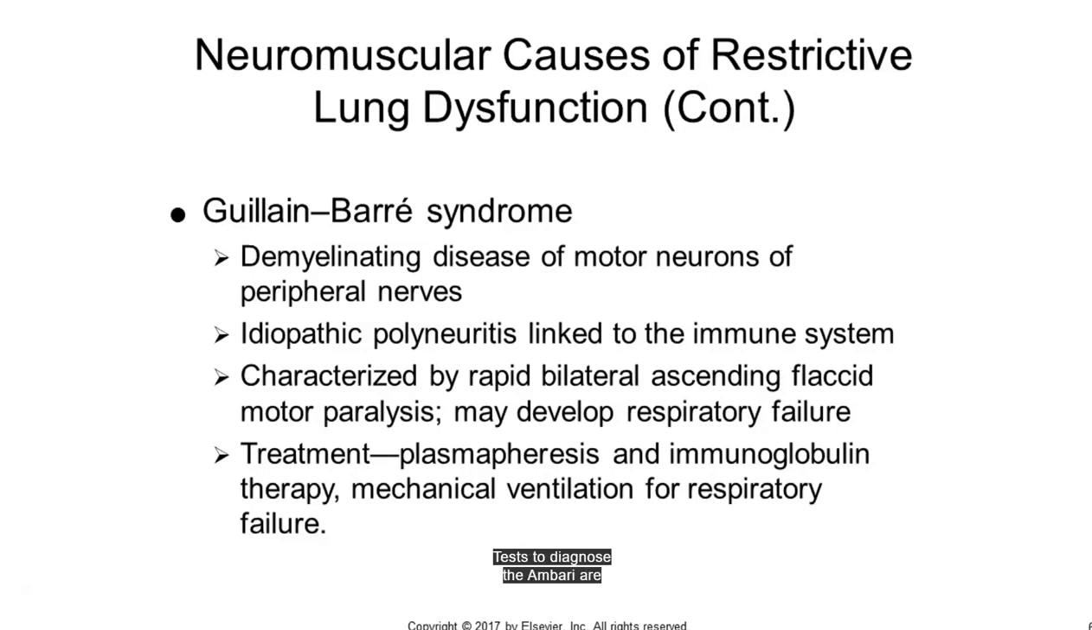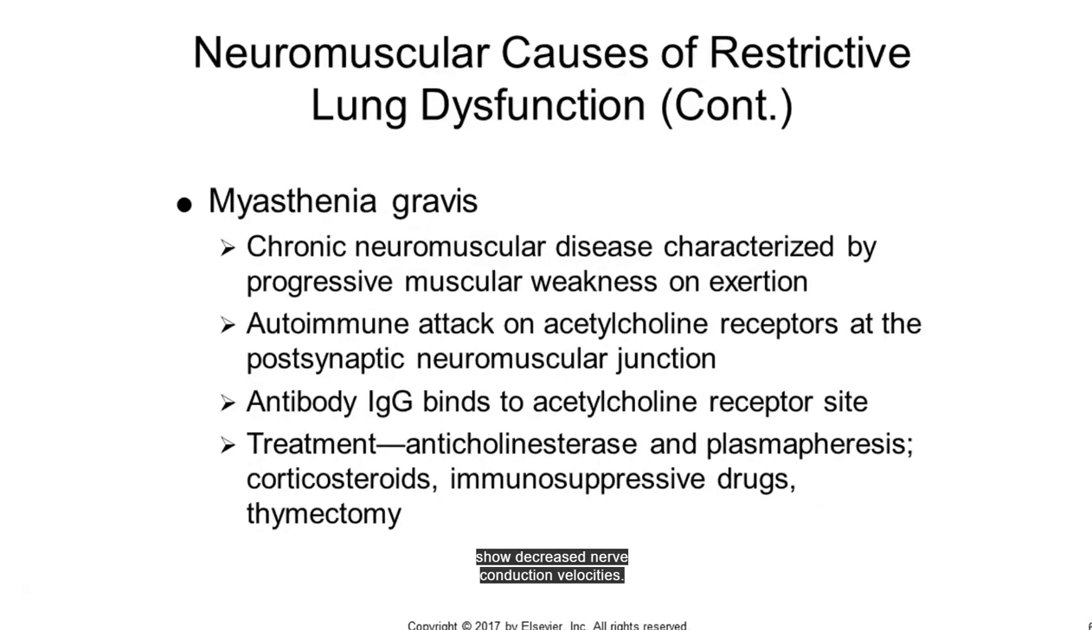Tests to diagnose Guillain-Barré are cerebrospinal fluid analysis with observation of increased albumin levels with 10 or fewer mononuclear leukocytes, and electromyograms and nerve conduction studies, which can be used to show decreased nerve conduction velocities.